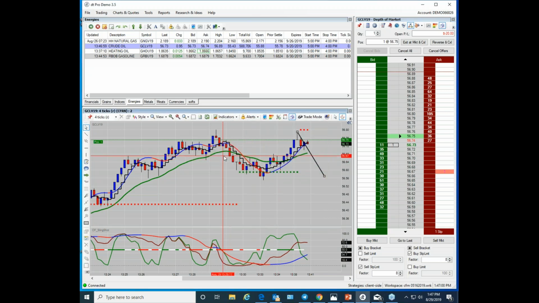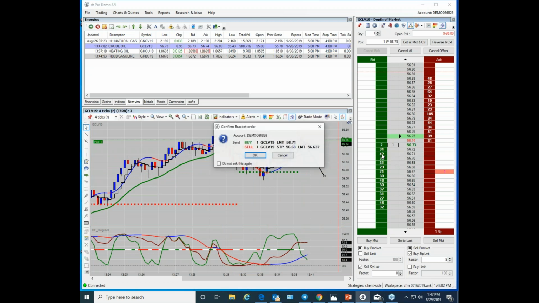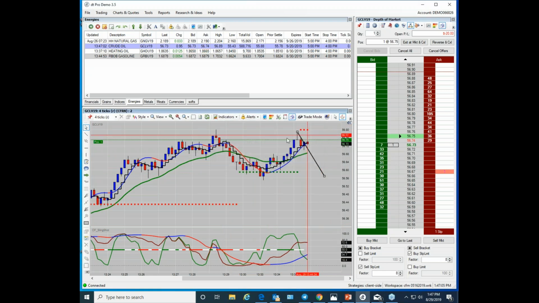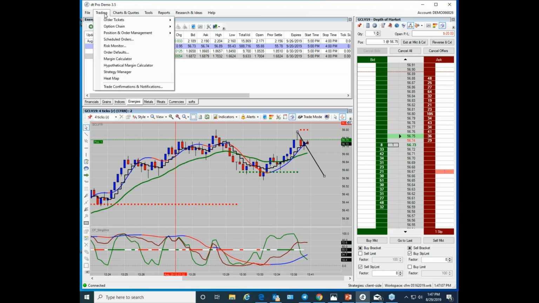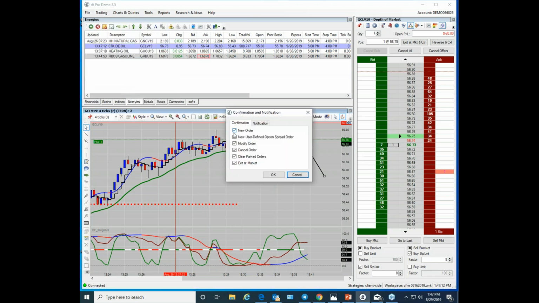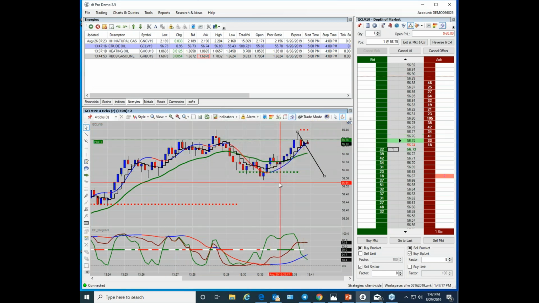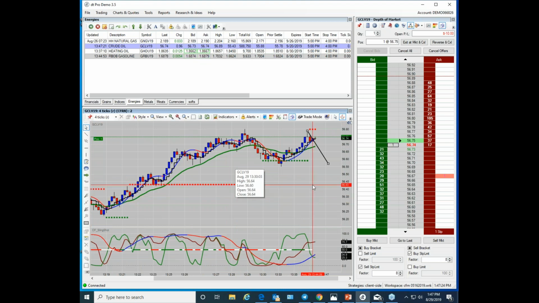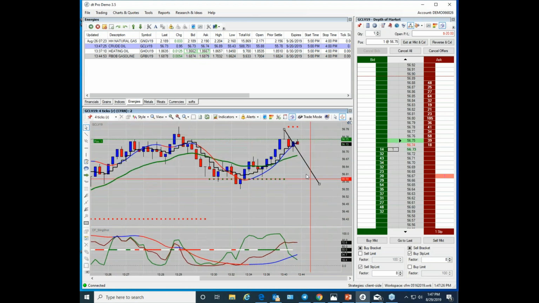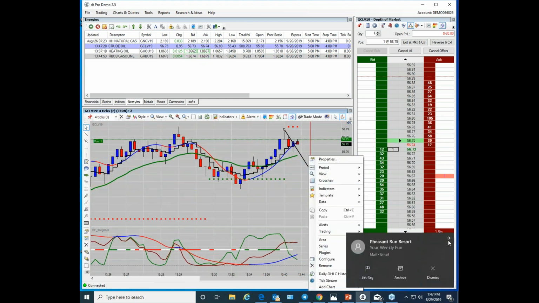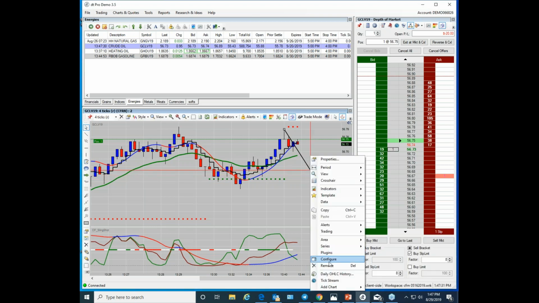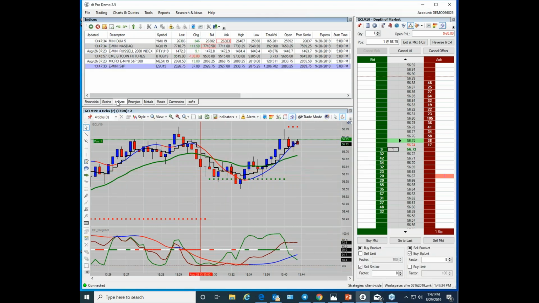Now, if you don't want this pop-up button, because over time that'll get a little distracting, go up to trading and trade confirmations and notifications, and you uncheck these boxes. That pop-up, the training wheels, will disappear. So while that's happening, let's look for something that's a little bit more easy and obvious.